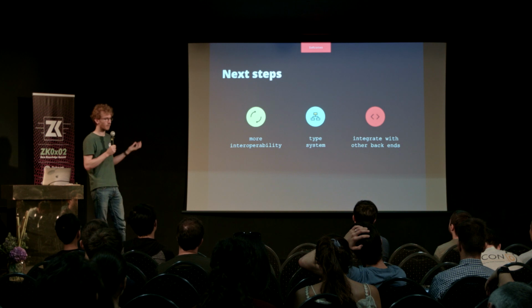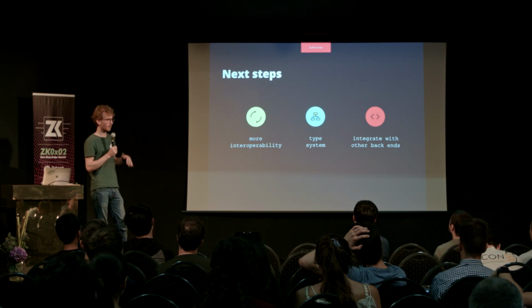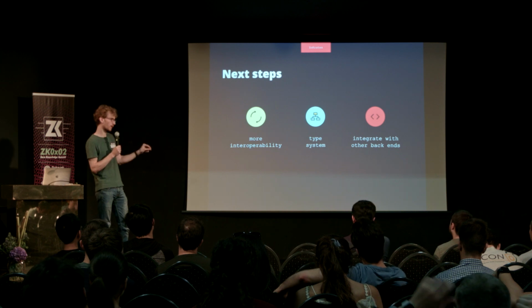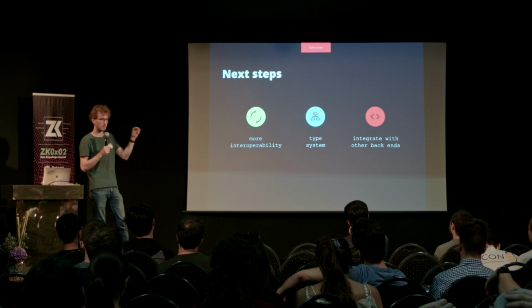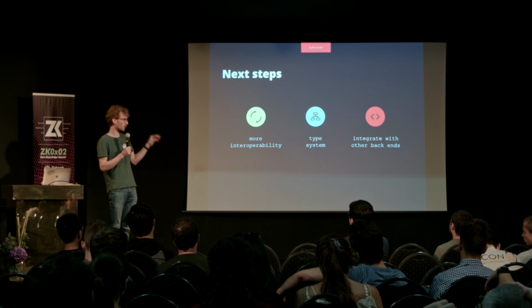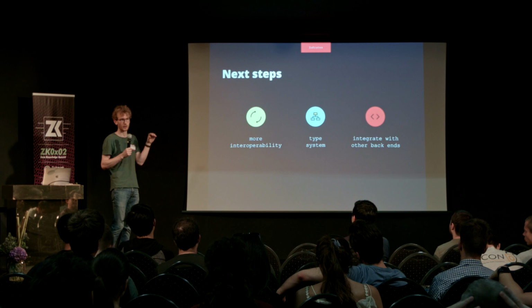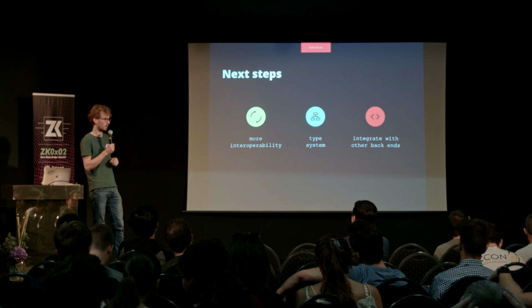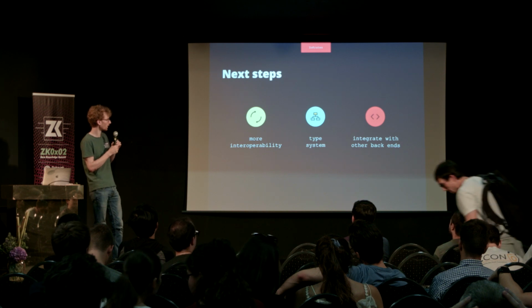Finally, integrating with other backends is something we're looking at. Currently we target Ethereum with a specific proof system and a specific curve, but there is no reason why we couldn't take ZoKrates and target a different curve or a different proof system, as long as it's based on the R1CS abstraction.